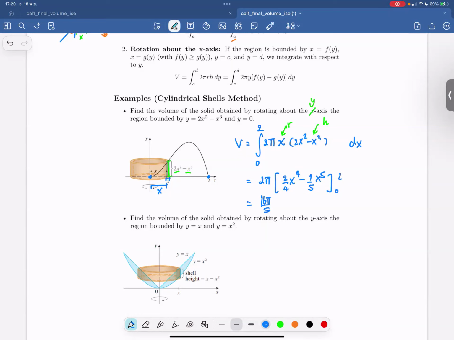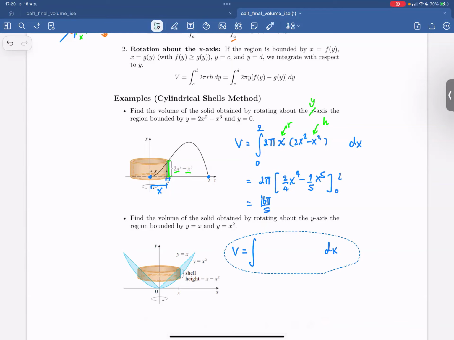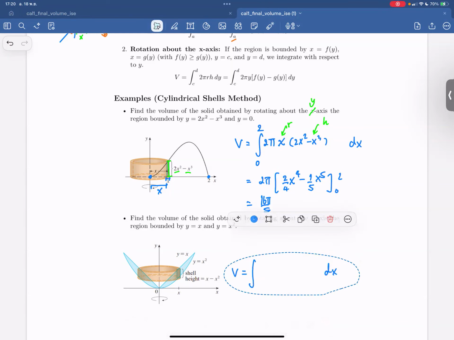Okay, so we move to the next one, which is the area with two functions at its boundary. So we write the cylinder shell like this, and then we put the variable of the integration as the variable x, right? And the boundary of the integral should be computed by the intersection point.